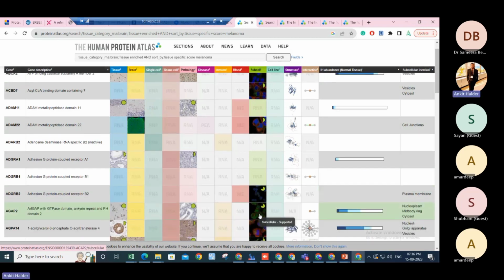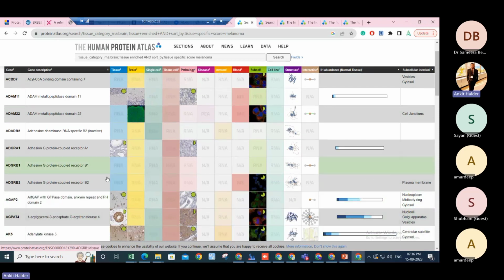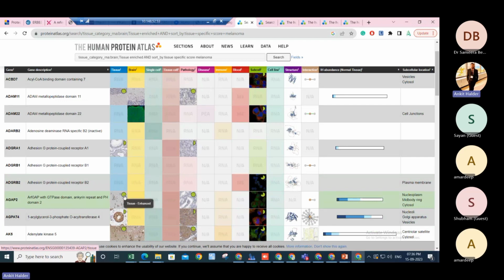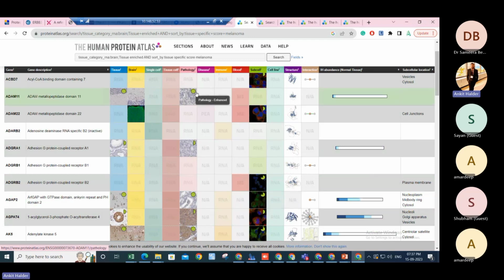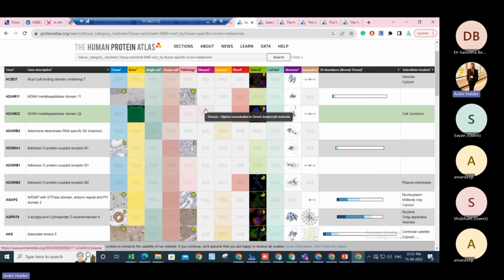Okay, so you can see that wherever you are getting the particular expression level, it is given as pathology, enhanced, tissue enhanced, subcellular supported. So the full green means that it is enhanced, and the others are not available.